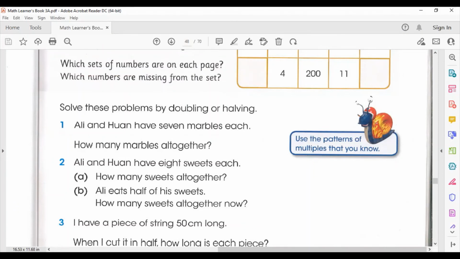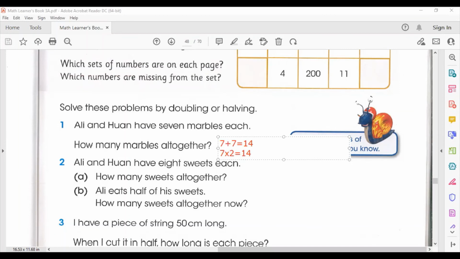So Ali and Juan have 7 marbles. So right here 7. This is for Ali, and the other 7 for Juan. Making double, in simple words, it becomes 14. How to make double? There are 2 methods. You multiply the same number by 2, like 7 multiplied by 2 equal 14, or add the same number 2 times.